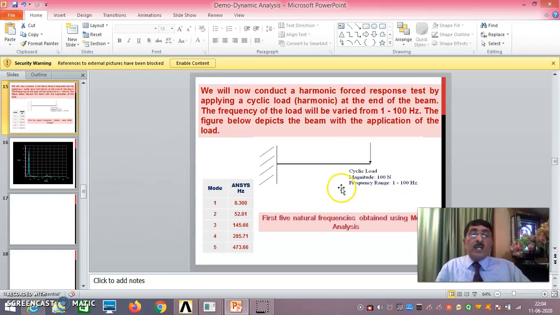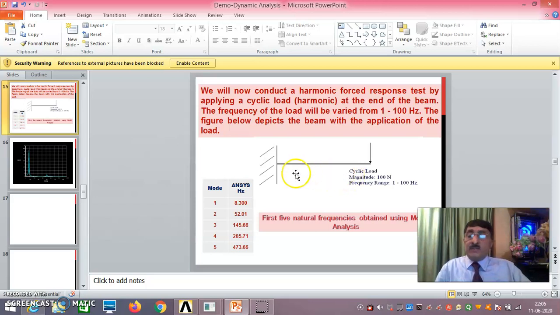And you will see two peaks, one at the first natural frequency, and that is at 8.2. Another peak you will find at 52 hertz. What we have already done is modal analysis, as I have shown here. See here, modal analysis answers are: 8.3, 52, 145, 285. These are all the natural frequencies. That means since I'm varying the load only between 1 to 100, only 8.3 is there, 52 is there. That's why you'll find only two peaks. Okay, this is the basics.